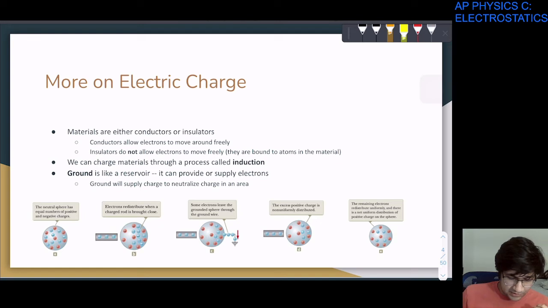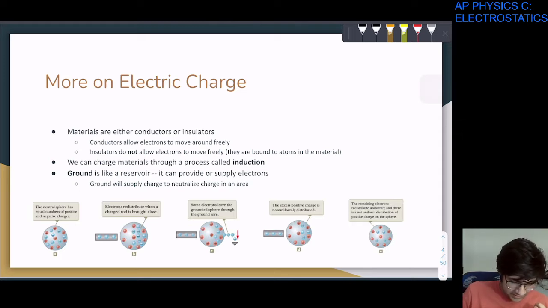All right, cool. Now, materials in general are either conductors or insulators. What we've observed in nature is that a material will either allow charges to flow through it, and that means that it's a conductor, or it won't allow any charges to flow through it, in which case we call it an insulator. So if we were to send charges through a material, depending on what occurs, we could classify it as a conductor or insulator. And we can charge materials through a process called induction. This is something that we saw maybe in Physics 1.